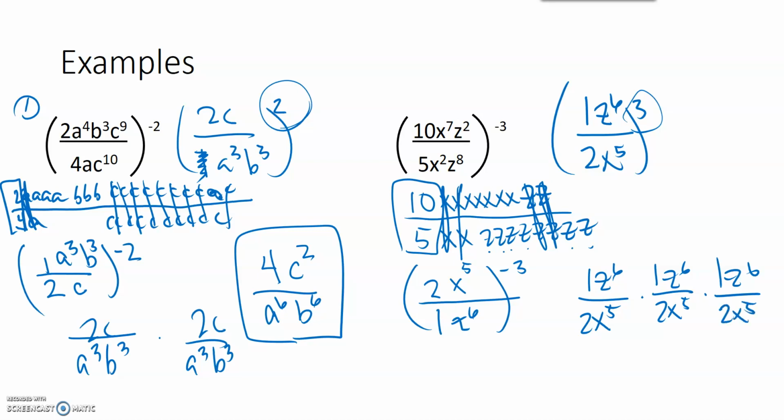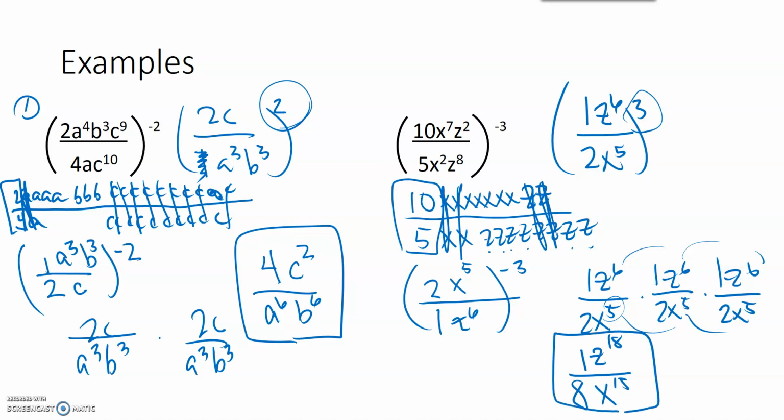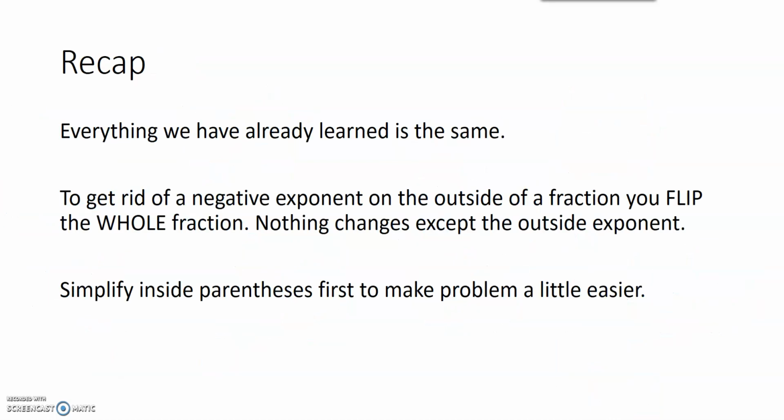And then I'm going to multiply. 1 times 1 times 1 is 1, and then I add these exponents. 6 plus 6 plus 6 is 18 over, multiply the 2 and the 2, that gives me 8. Add those exponents of 5. Well, 5 plus 5 plus 5 is 15. And there's my answer.